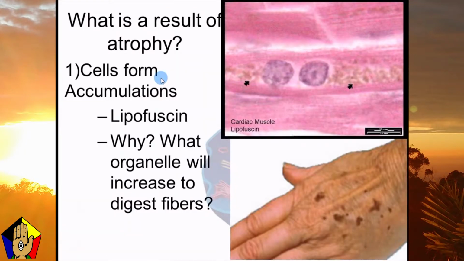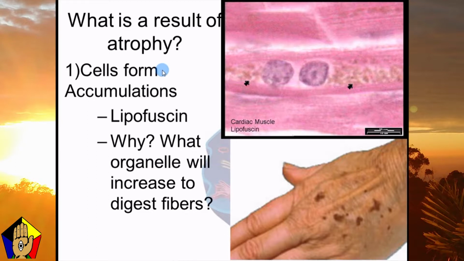Here's one of the results, or things that can be an outcome, of atrophy. You can actually accumulate things called lipofuscins. So you can have cellular accumulations. You can accumulate calcium. You can accumulate things called myelin figures. But lipofuscins is one you want to pay attention to, because the way it works is kind of interesting.